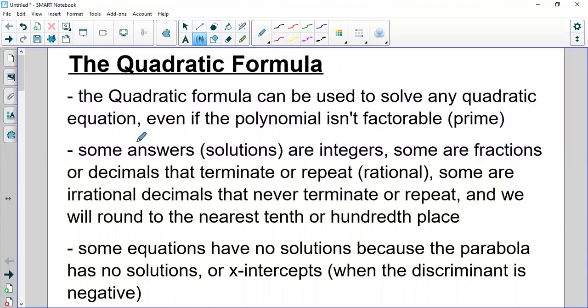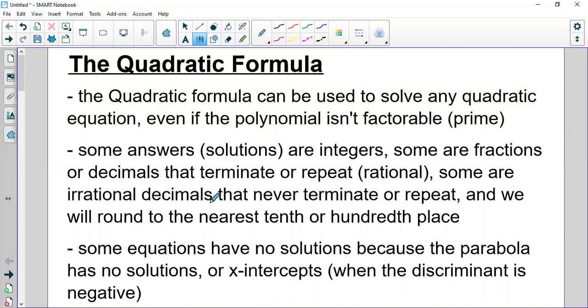Some of our answers, like you've gotten all along, are integers, like +7, -2. They're real nice numbers. Some of them are fractions or decimals that are going to terminate or repeat, rational numbers, like a half or 7/4 or -2/3, something like that. They're not too bad. We've gotten those answers too when we factored.